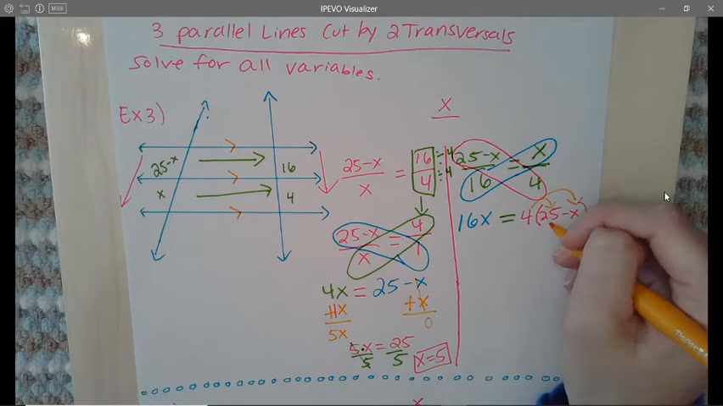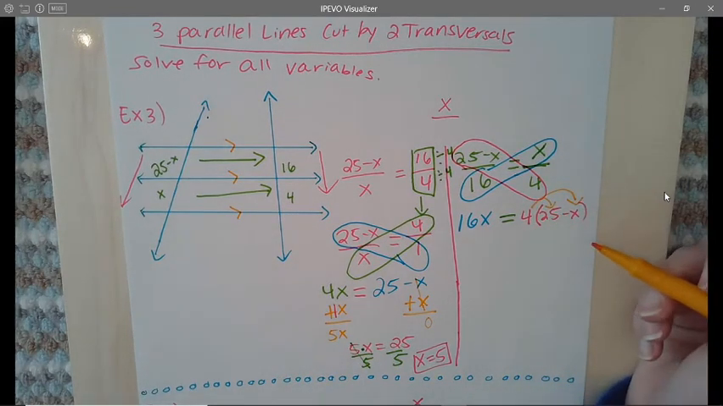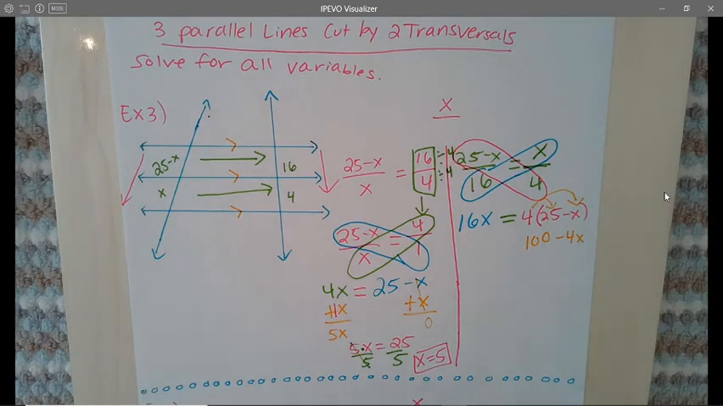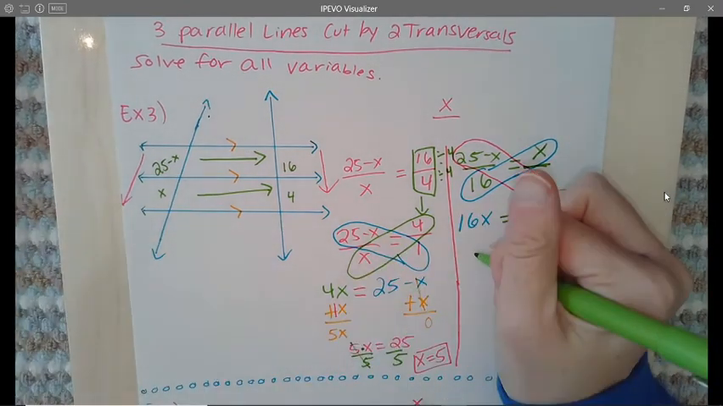So 4 times 25, well, if you have 4 quarters, that's 100 cents. So 4 times 25 is 100. And 4 times negative x is negative 4x. Okay, so I'm going to bring everything else over.